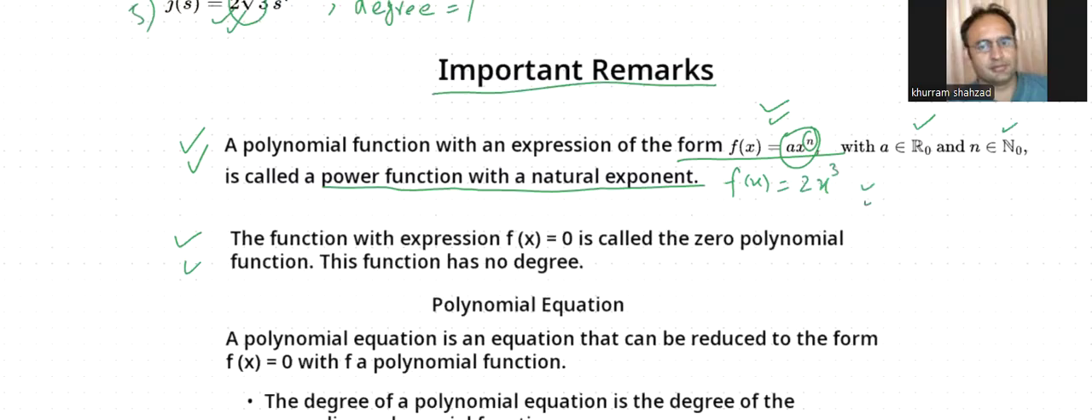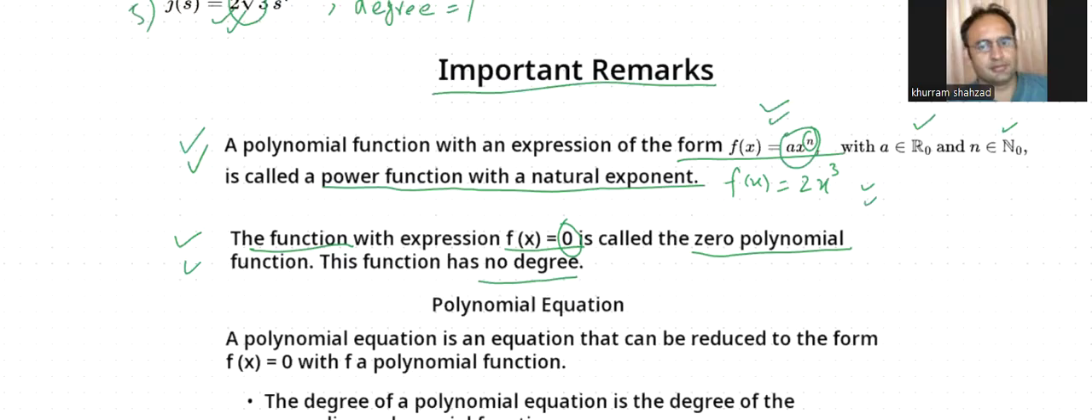So now come back to the second remark. The function with expression f of x is equal to 0 is called the zero polynomial, and this function has no degree. We cannot assign any degree to this function because it has no x, and in fact it is 0 on the right side. So this is called the zero polynomial with no degree.